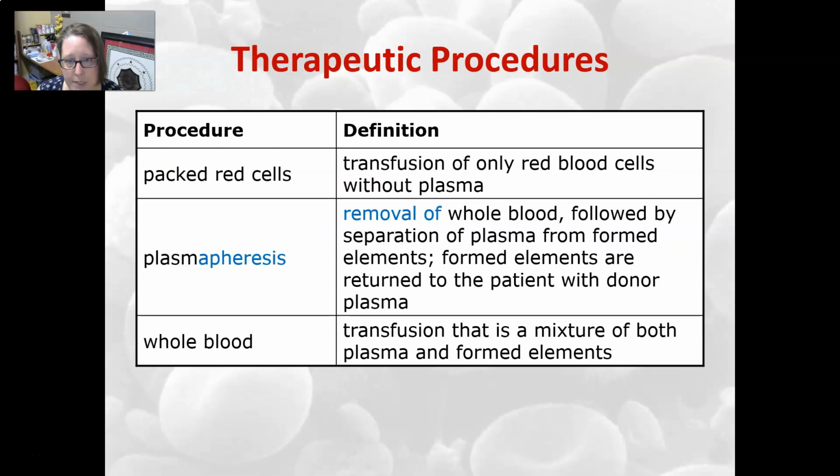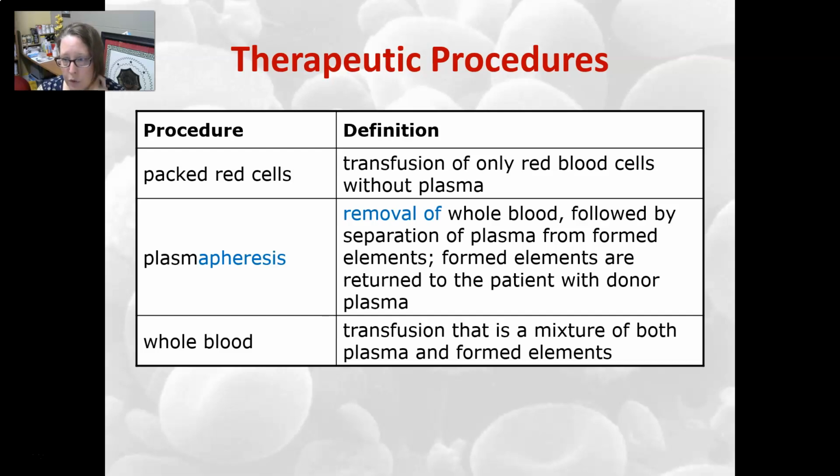A packed red cell is a transfusion of only red blood cells without plasma. There's a little bit of plasma, of course, in there to suspend it, but when you donate a unit of blood, it can be separated into different components, and so the cells are concentrated and some of the plasma is removed and it can become fresh frozen plasma.